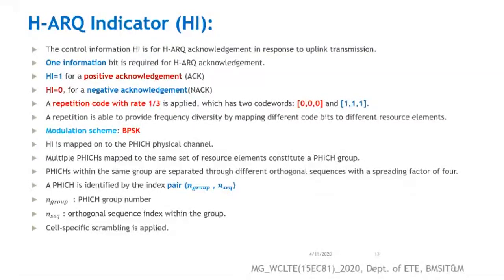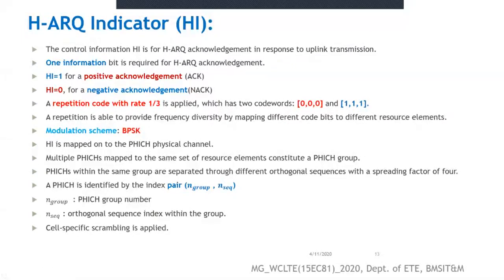Here the coding used is a repetition code with rate 1/3, and this has 2 code words. One is 000 and another is 111. So these are the 2 code words used for indicating the HARQ. And the type of modulation used is BPSK. So this is the difference between CFI and HI. There the modulation used was QPSK. Here the modulation used is BPSK.